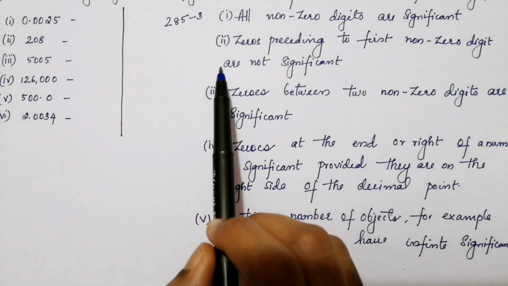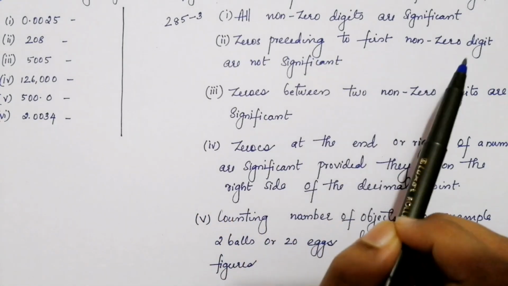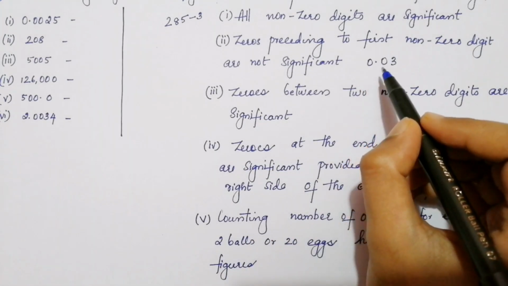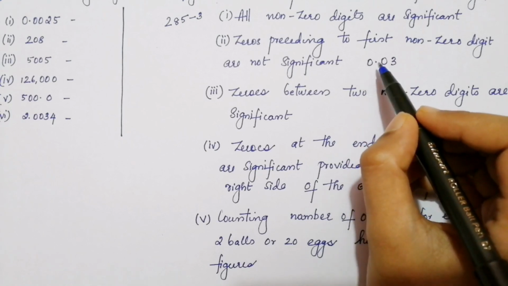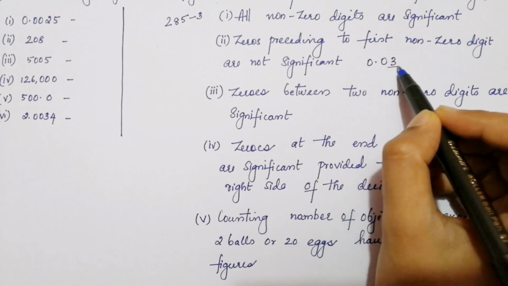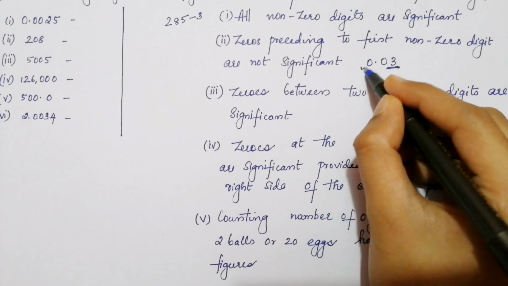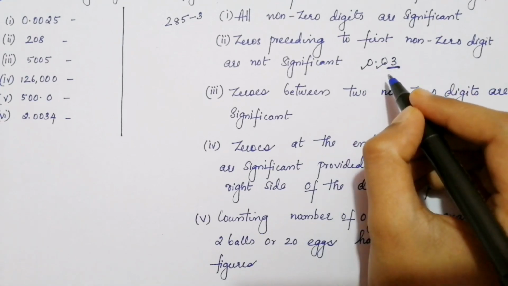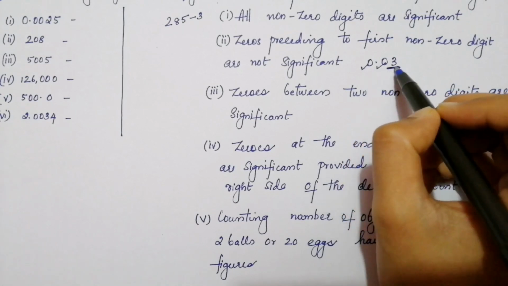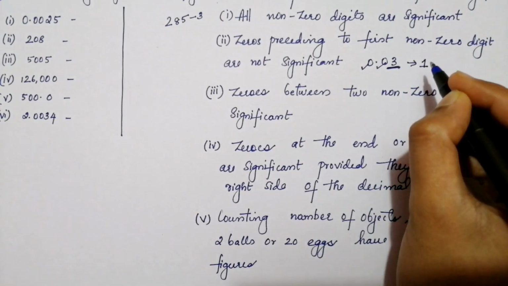Let us see what rule number 2 says. Rule number 2 says zeros preceding the first non-zero digit are not significant. Consider this number, that is 0.03. Here we have zeros that are preceding, meaning ahead of, the first non-zero digit, that is this 3. So they are not significant. That means this 0 and this 0 are not significant because these are the zeros which are preceding this non-zero digit 3. So these both are not significant. So we have a sum total of 1 significant figure.